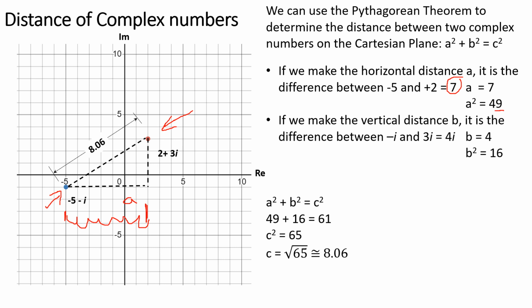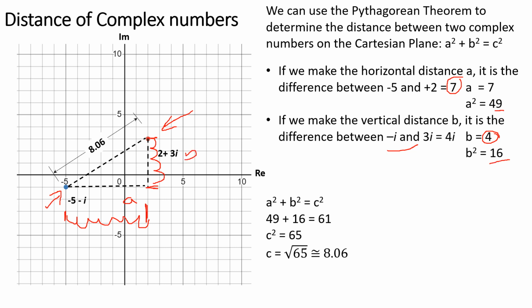And then my b is going to be my vertical distance, and that's on the imaginary axis. It goes from -i to plus 3i, and that's 1, 2, 3, 4. So the absolute distance from -i to 3i is 4i, or 4. That's going to be my b, and b squared is 16.